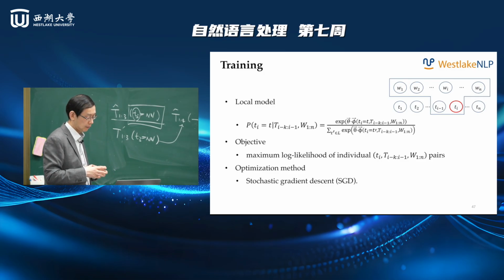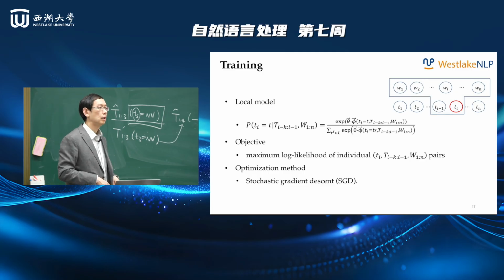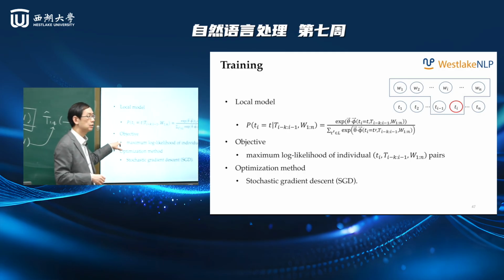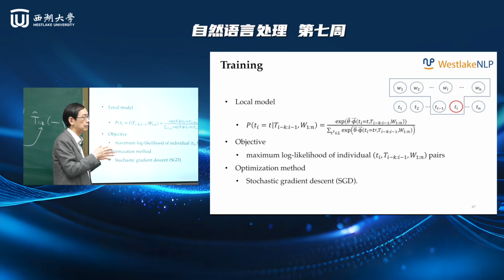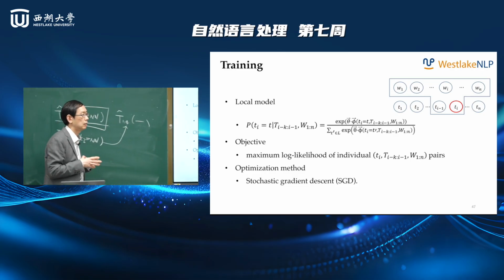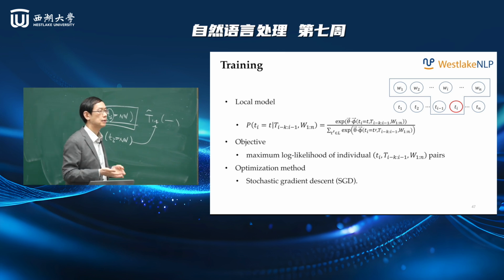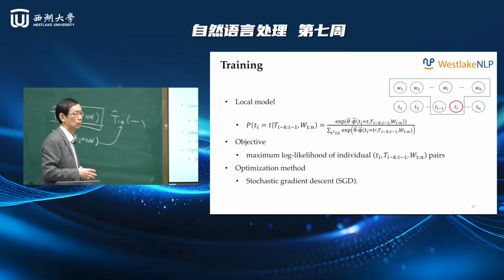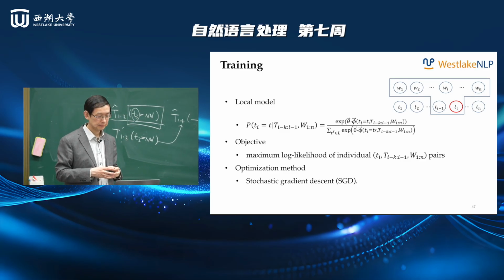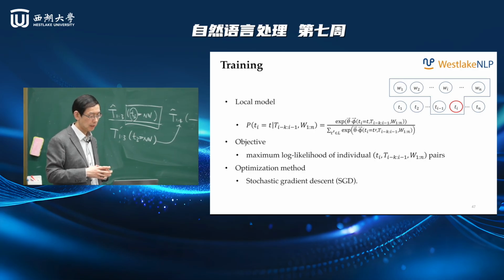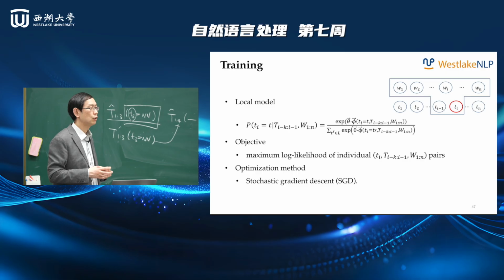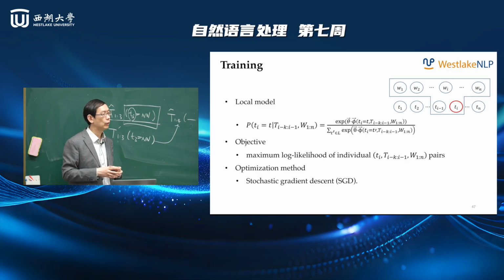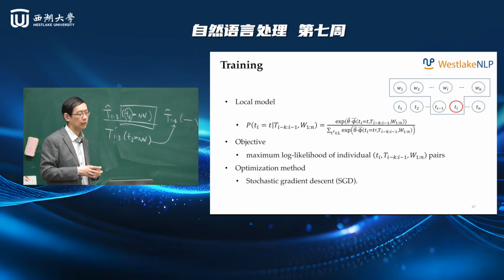The training objective of this local model is to maximize the log likelihood of our data, which is to maximize the probability of every tag given its previous tag, right? Suppose that we have a data set of word and tag sequences. So how do we optimize this training objective? It is to use SGD. And the detailed algorithm, we already saw it in week 5, to train a log linear classifier.